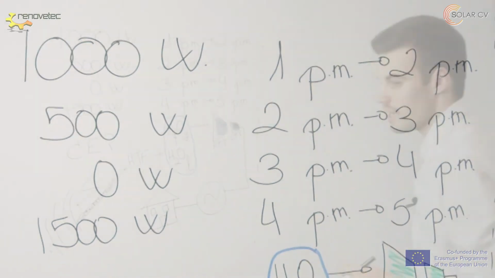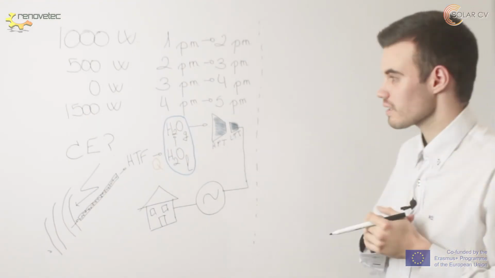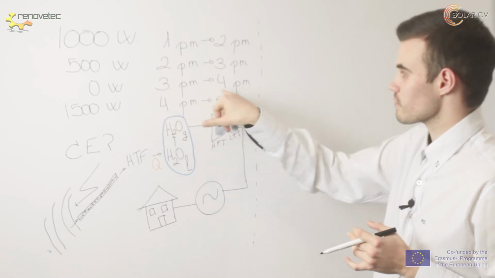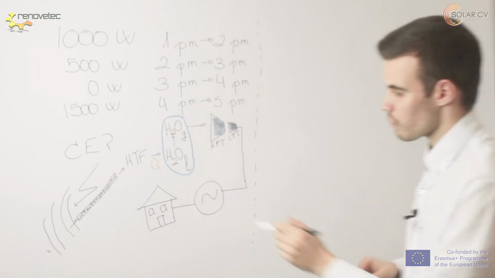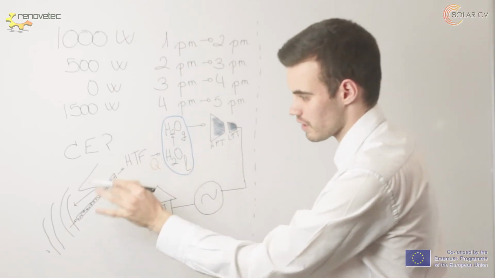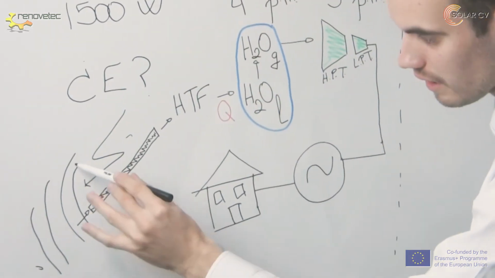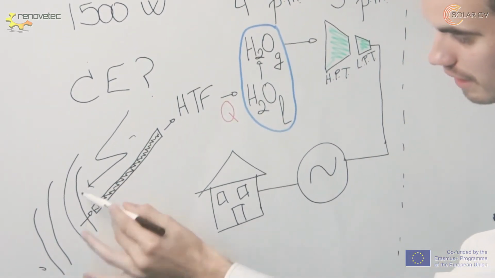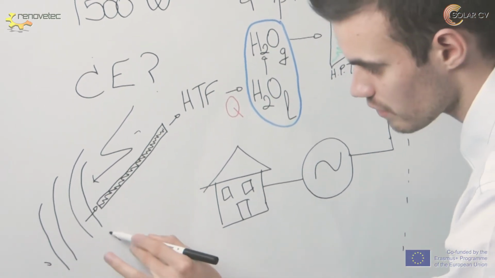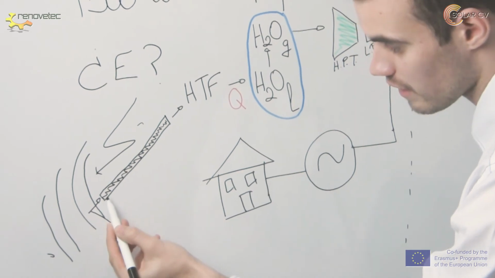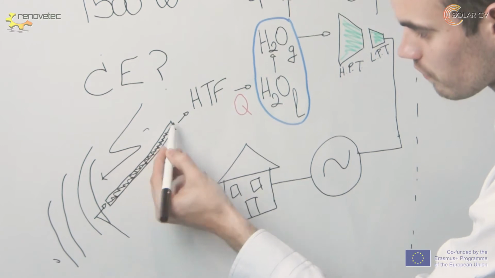to 5 p.m. But if the plant is always working, why from 3 p.m. to 4 p.m. has the plant not produced anything? We must understand this. We have our solar array here, and this solar radiation is going to be reflected in these mirrors, and is going to hit the HTF.